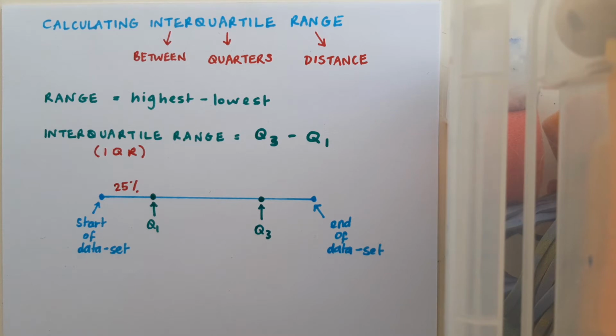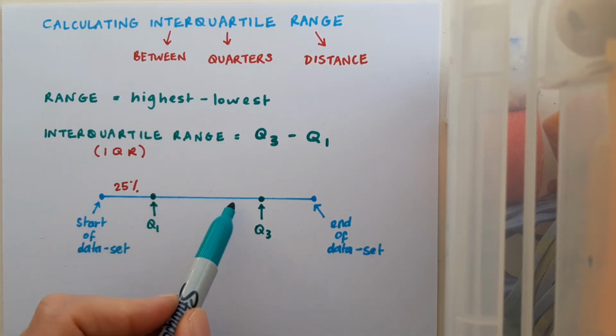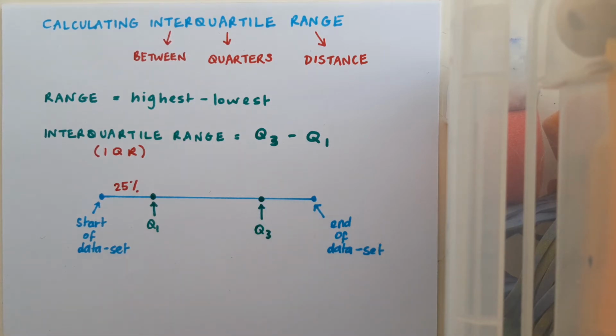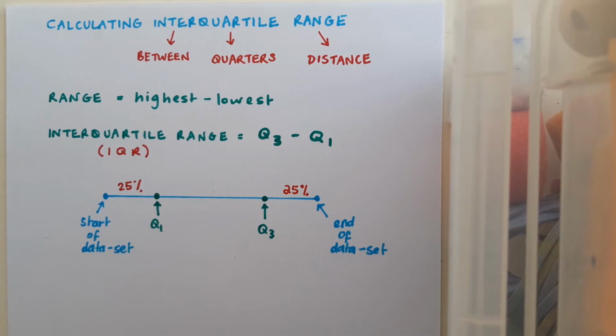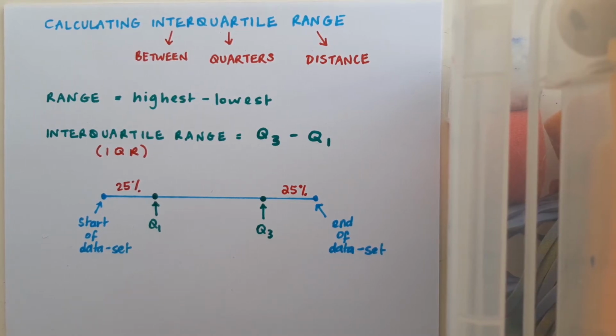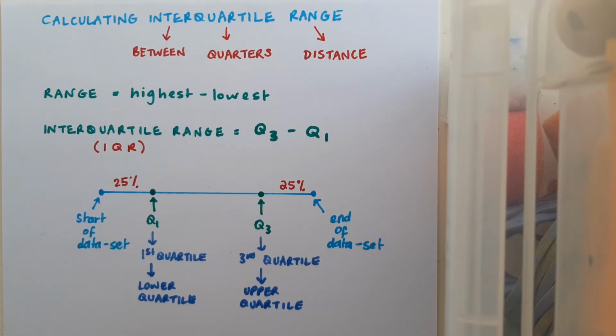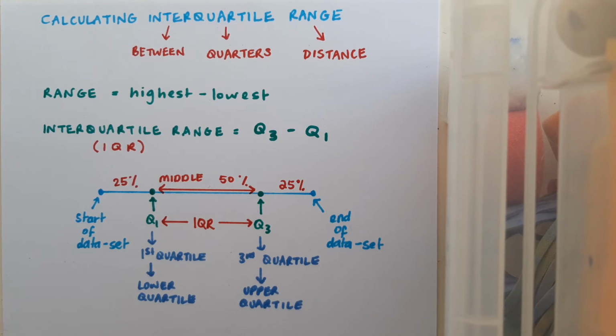Q3 occurs 3/4 way up the data. So up until that point, we've passed 75% of our data, and this section here just represents the top 25% of our data. Here I'm calling these things Q1 and Q3, but just be aware these can be called the first quartile and the third quartile, or the lower quartile and the upper quartile also. So this gap between Q1 and Q3 represents the middle 50% of my data. And what the interquartile range is effectively measuring is how spread out that middle 50% is. How far is it from Q1 up to Q3?